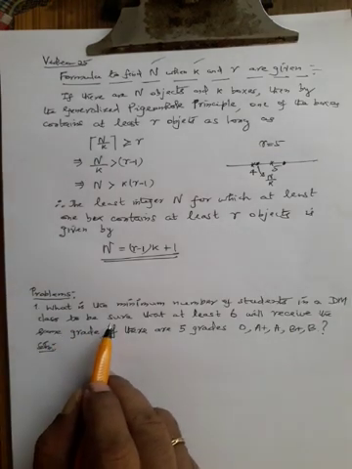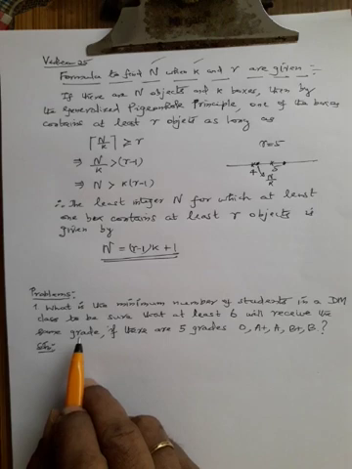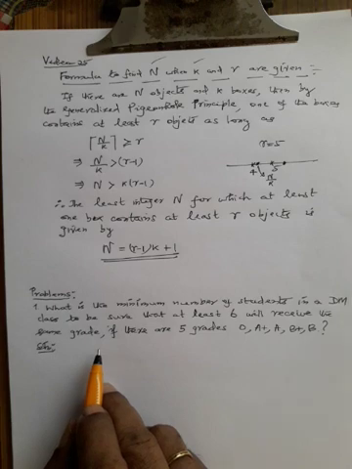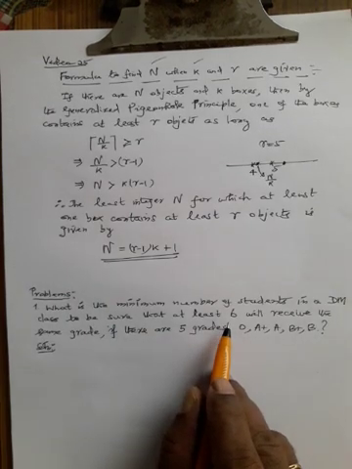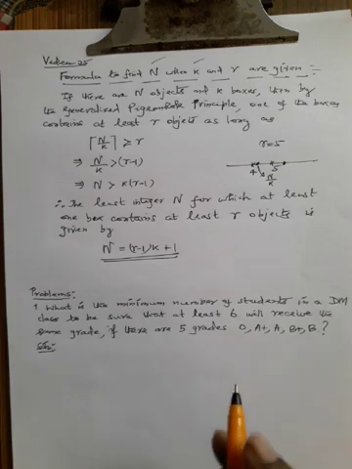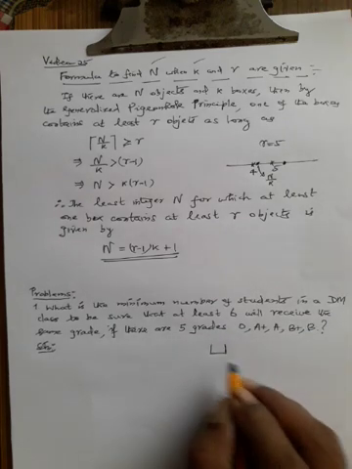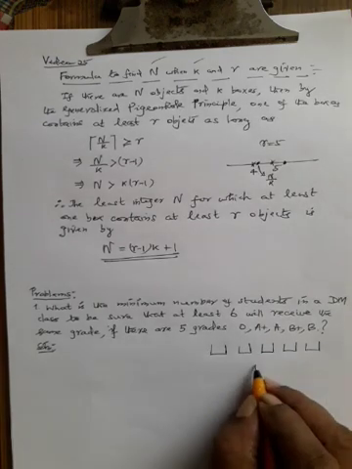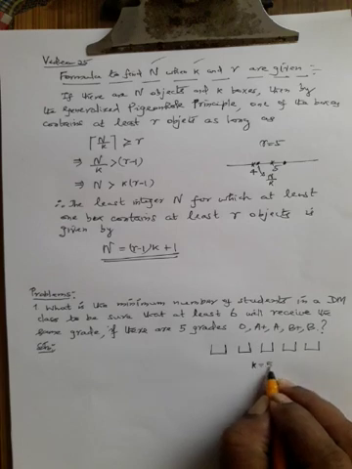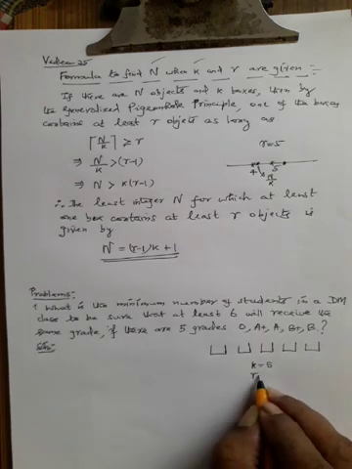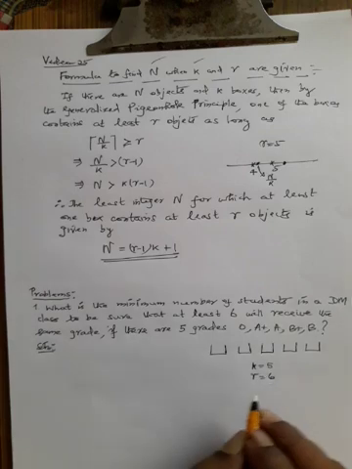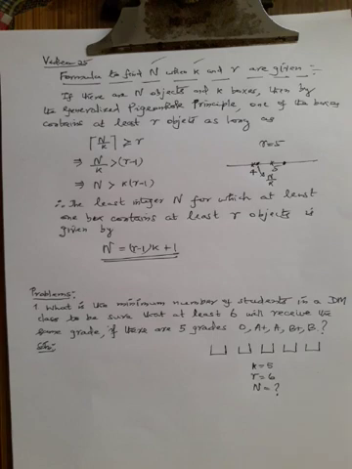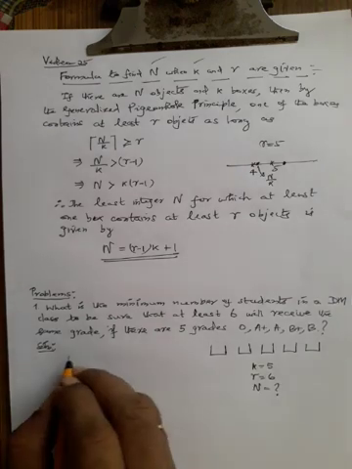What is the minimum number of students in a DM class to be sure that at least 6 will receive the same grade? Same grade means that at least 6 will be in the same box. The number of boxes is 5: O grade, A plus grade, A grade, B plus, B. So small k is equal to 5, and r is 6, and we have to determine the least integer n.